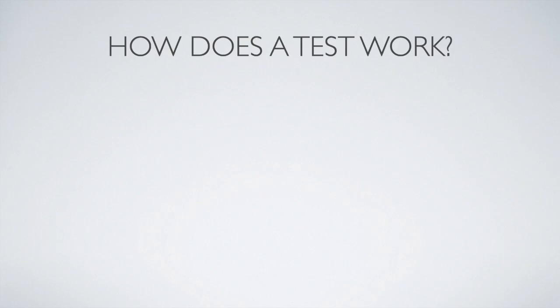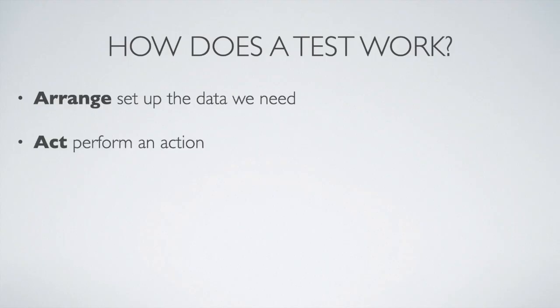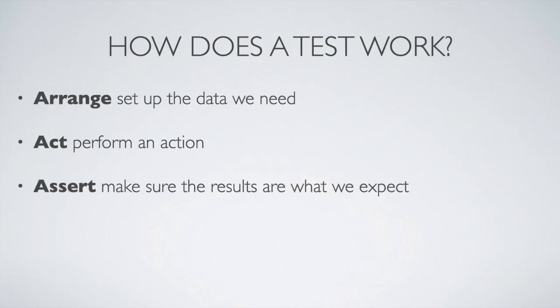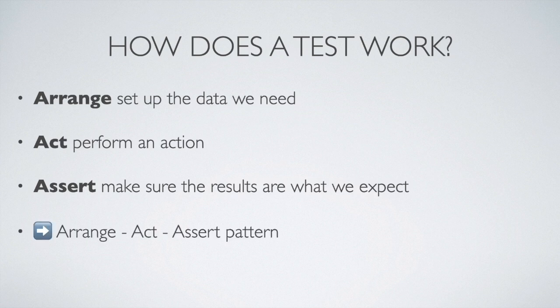Now, when writing a test, we typically follow a three-step pattern. First, arrange. We set up the data or environment we need. Act, perform an action like hitting an endpoint, and then assert. Make sure the results are what we expect. This is called the arrange, act, assert pattern, and you'll see it used in almost every test.